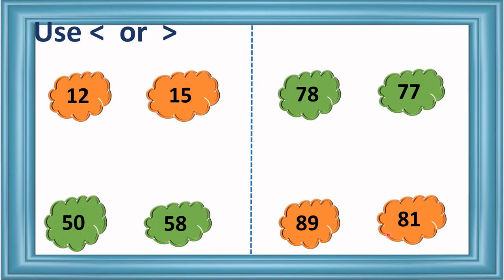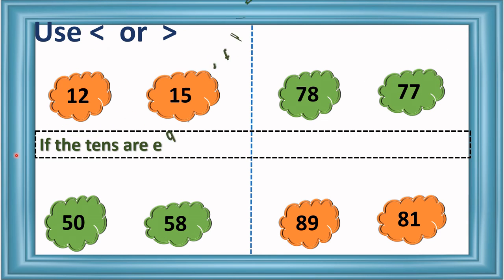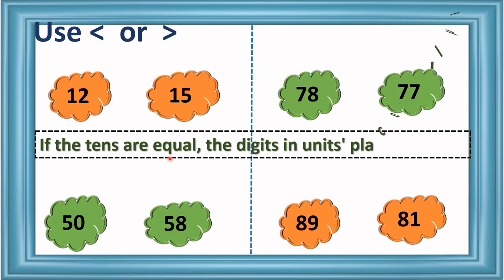What to do now? Yes, the tens are same in both the numbers. Okay, not to worry. One more formula is there. If the tens are equal, the digits in the units place will help you. See here in the unit place, again we will try to bifurcate. This is 10 plus 2, this is 10 plus 5. Neglect this 10, 10. Only give importance to 2 and 5. They are in unit places, right?